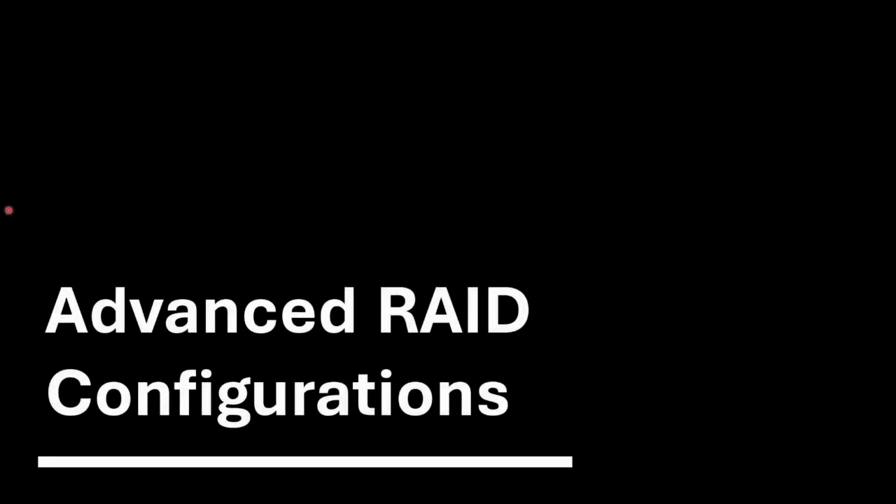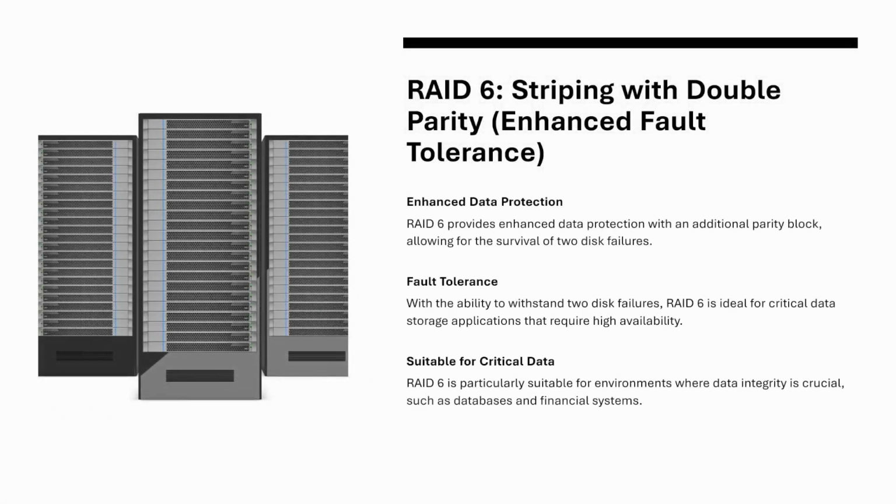Let's talk about advanced RAID configurations. Starting with RAID 6, striping with double parity, enhances fault tolerance. RAID 6 provides enhanced data protection with an additional parity block, allowing for the survival of 2 disk failures. With the ability to withstand 2 disk failures, RAID 6 is ideal for crucial data storage applications that require high availability. RAID 6 is particularly suitable for environments where data integrity is crucial, such as databases and financial systems.